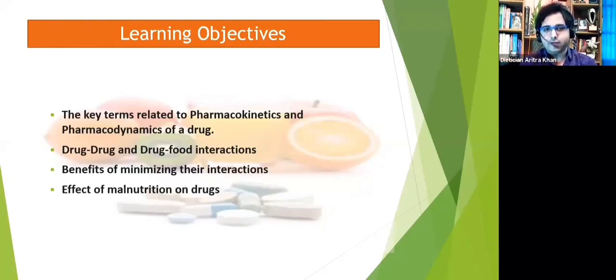When I talked about the half-life, this half-life is basically the drug action. Maybe a particular drug's half-life is 12 hours, another particular drug's half-life is 24 hours, another is 8 hours. So different drugs have different half-lives. In that case, we have to know what the timing of the half-life is for each particular drug. Now, drug and drug-food interactions are very important in what we are discussing: the benefits of minimizing their interaction and the effect of malnutrition on drugs. So those are the important learning objectives that we will try to shed light on in this topic.